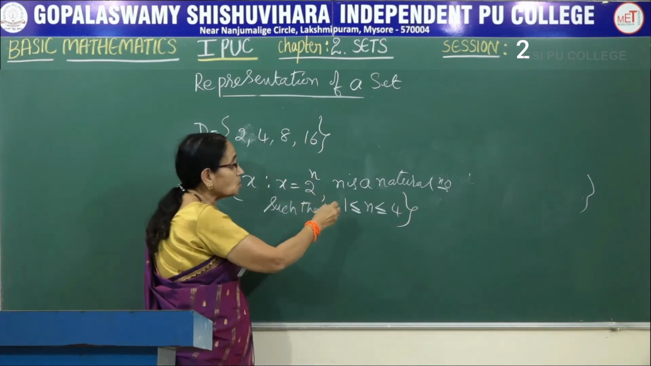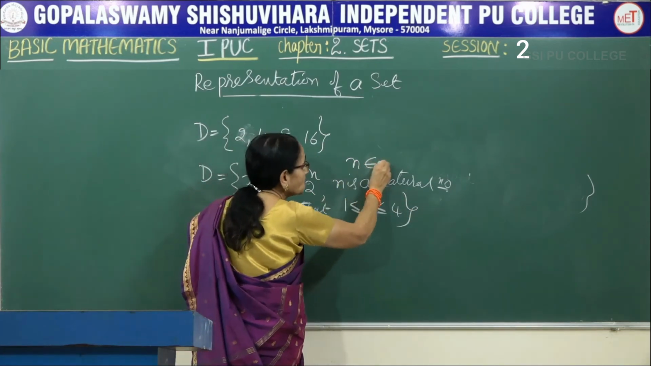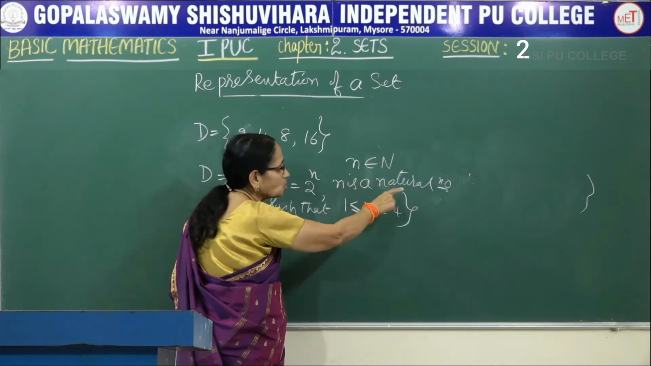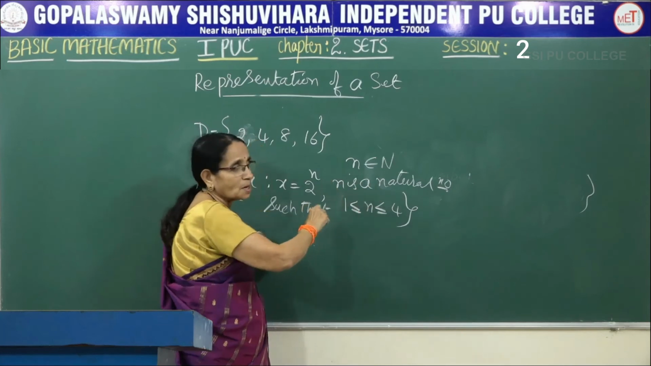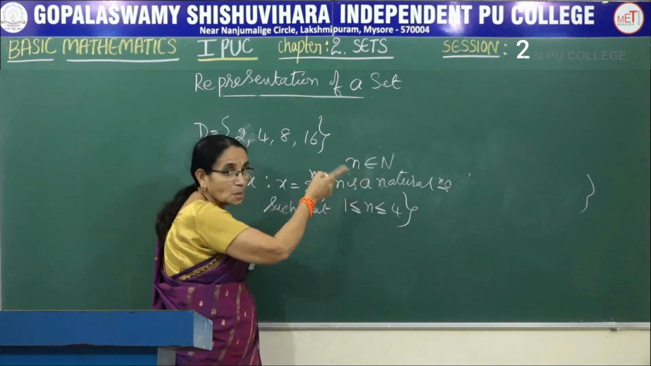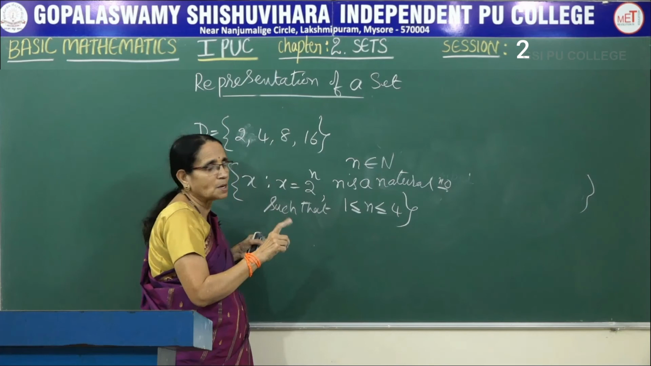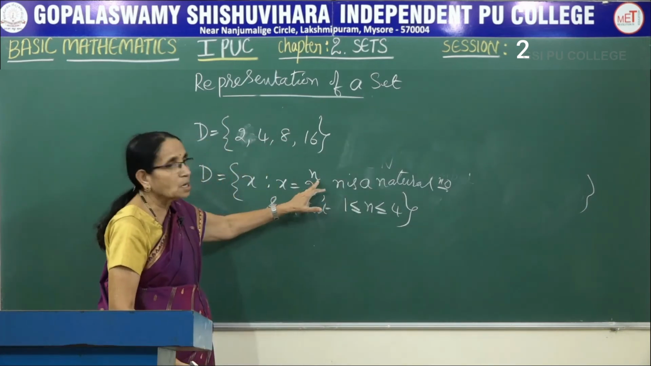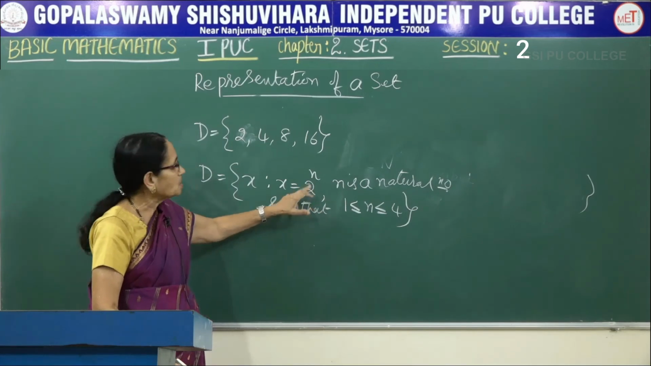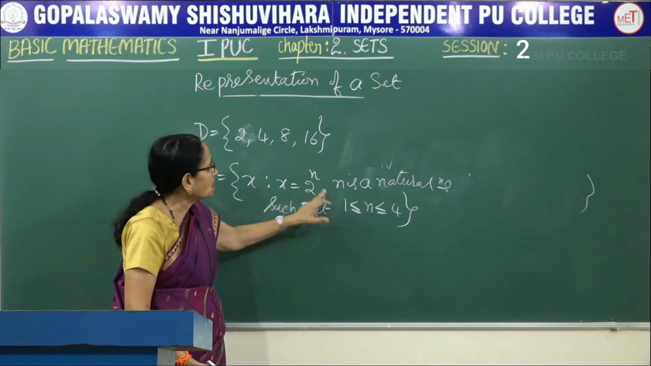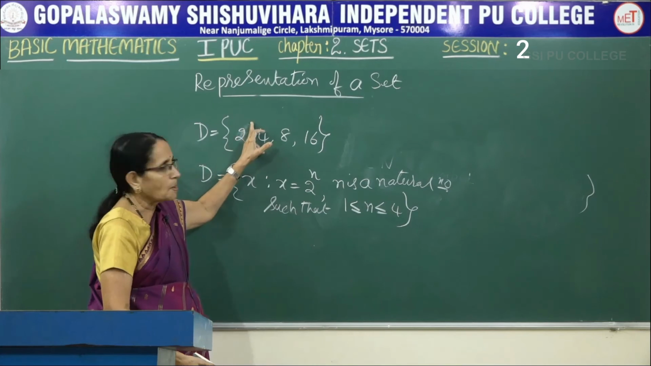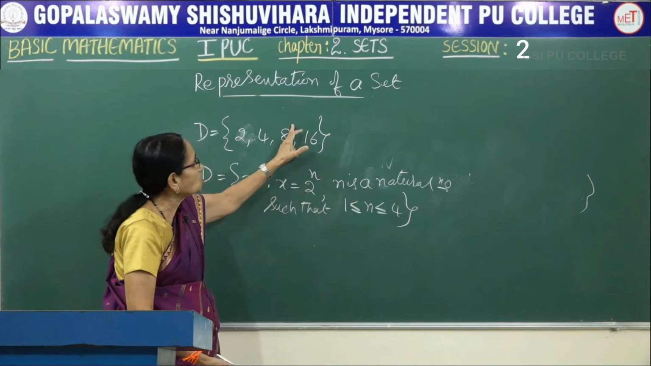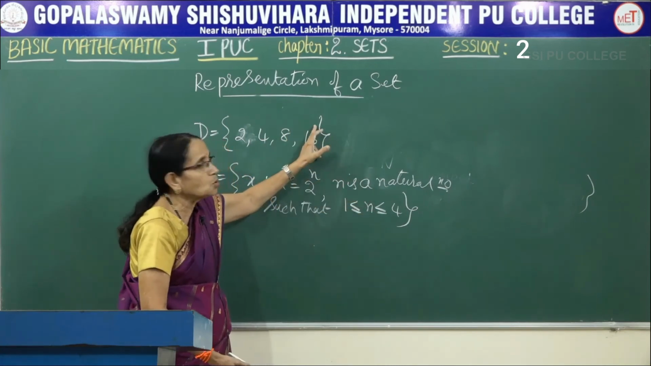Or n is a natural number can also be written as n belongs to N. I have given you the notation here. n is a natural number means we are writing in a sentence. If you use the notation, the meaning is the same. n belongs to N means it is a natural number, such that what are the values you can give for n here? The base is 2 only, and n is the index. If n takes the value 1, 2 to the power 1. If n takes the value 2, 2 to the power 2. n takes the value 3, 2 to the power 3. n takes the value 4, 2 to the power 4.